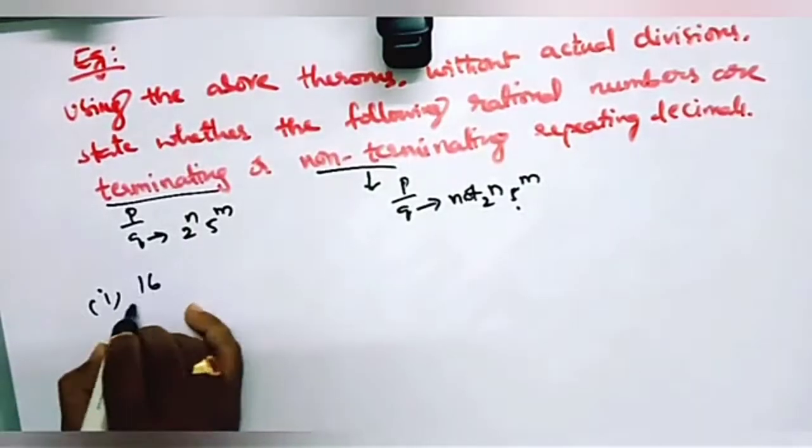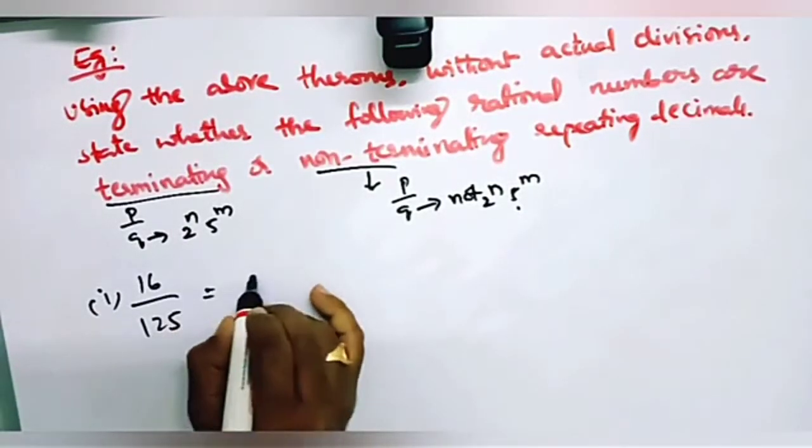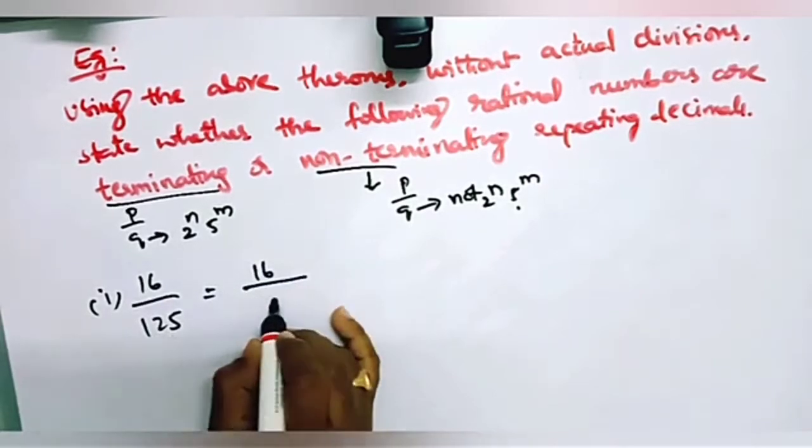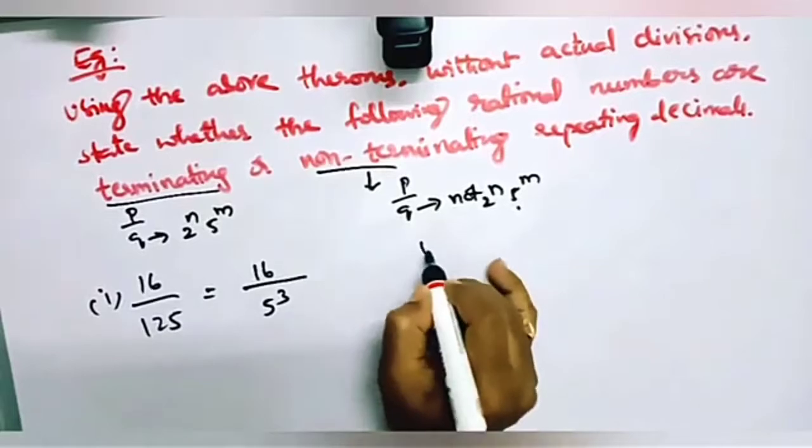The first one is 16 by 125. You should write that 125 is 5 to the power of 3, 5 cubed, that is 125.